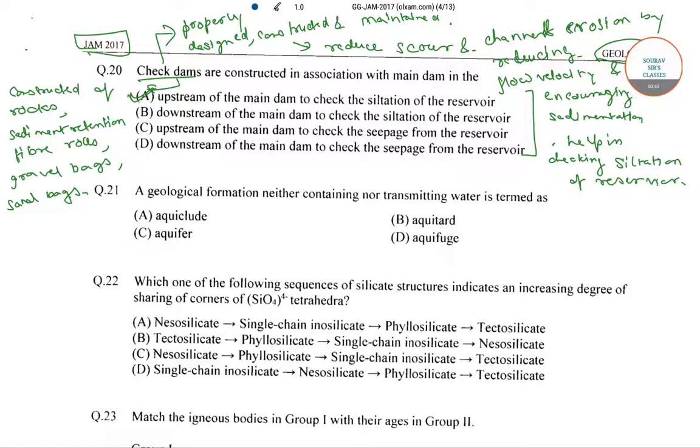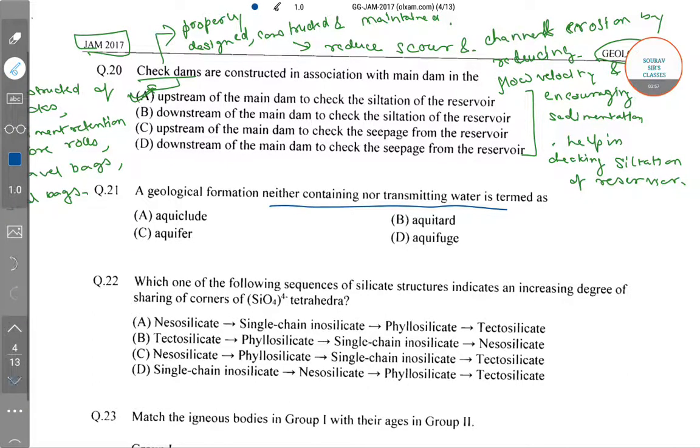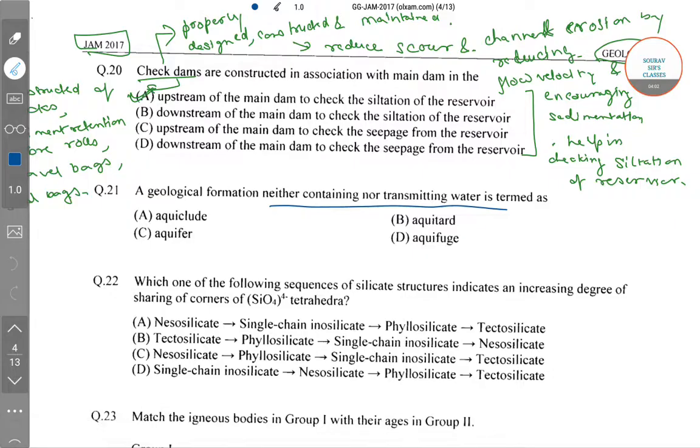Now we will move to the next question here. The question is, a geological formation neither containing nor transmitting water is termed as. So which of the following is a geological formation that can neither contain nor transmit water? Now among them, the first one is aquiclude.